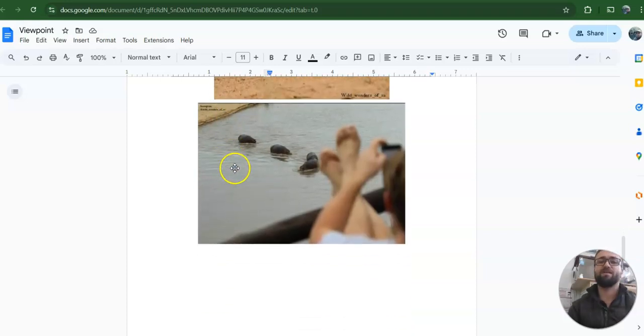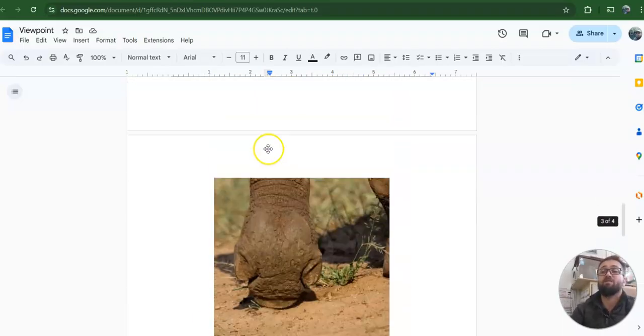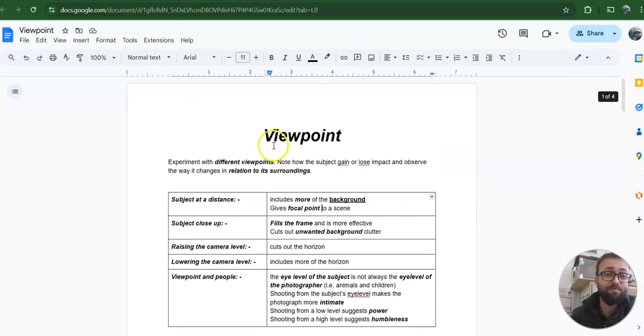Here we can see hippos. They are massive animals, but because I took the photo from a top angle, it makes them almost tiny. Right, so that's the first topic that I wanted to speak to you guys about.